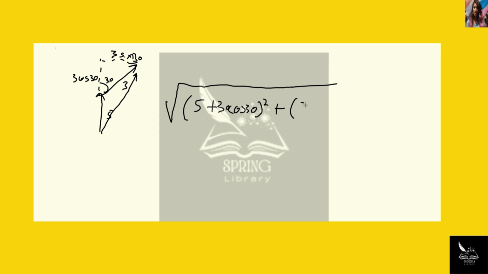And again, to find the resultant vector, we do the square root of the sum of the squares of the two sides of the 90-degree triangle, the right triangle. So we have (5 plus 3 cos 30) squared plus (3 sin 30) squared. And this is just going to equal 7.74. And that is part B.